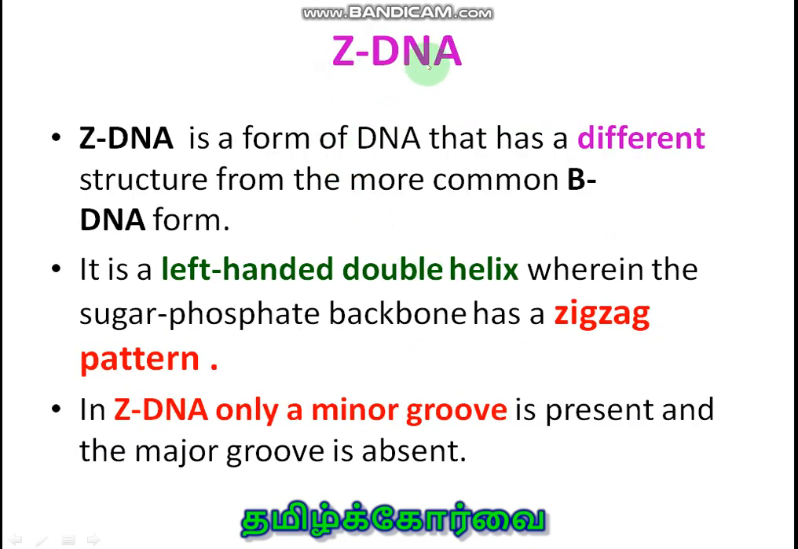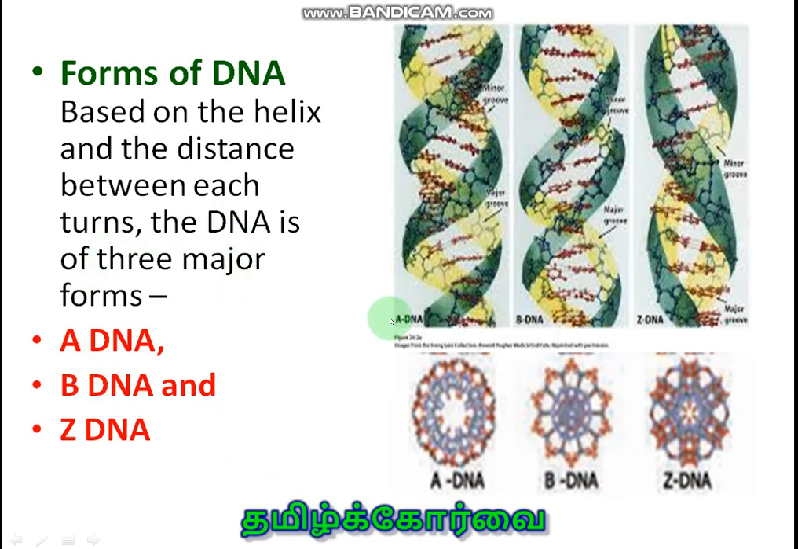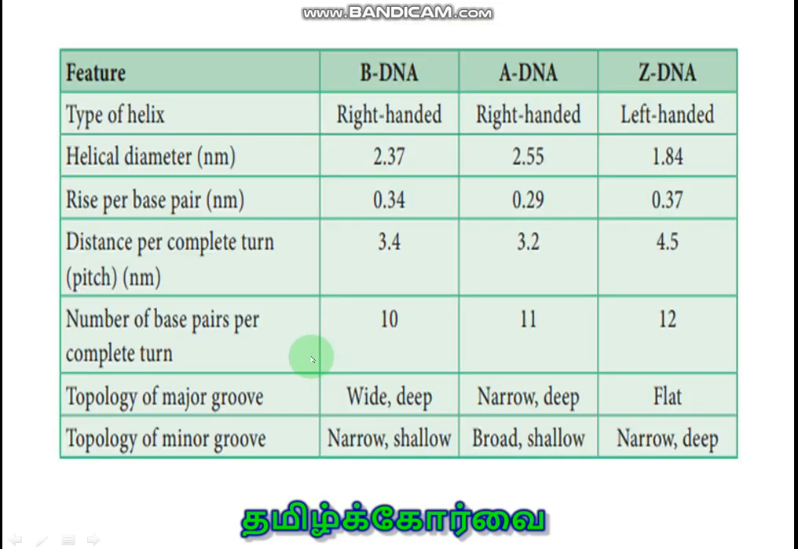Next, Z-DNA. Z stands for zigzag. Z-DNA is a form of DNA that has a different structure from the more common B form. But here it is a left-handed double helix with a zigzag pattern. Z-DNA consists of only a minor groove. The major groove is absent. So these are right-handed patterns, as you can see from the picture. This is the Z-DNA, the left-handed pattern of helix.